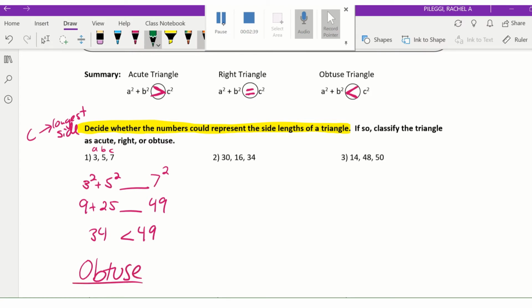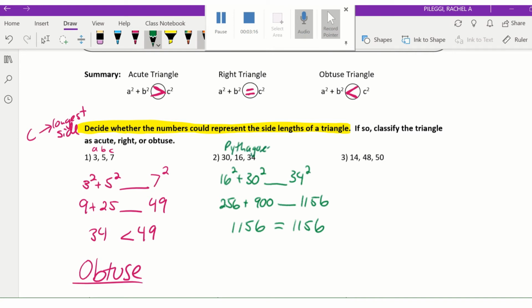The next one, so 16 squared plus 30 squared, and we want to compare that with 34 squared. 16 squared is 256. 30 squared is 900. And then 34 squared is 1,156. So let's see. Oh, yep, that one looks like it will be a right triangle because it ends up working out. So remember, this would be an example of a Pythagorean triple because all of the numbers are whole numbers. There's no decimals or square roots. So this is a right triangle.